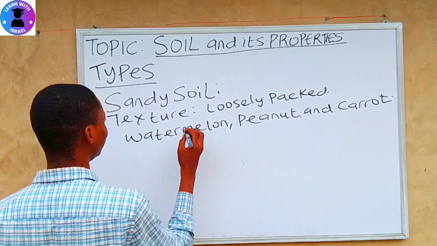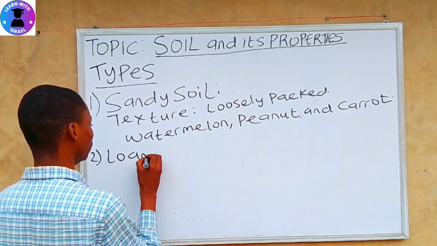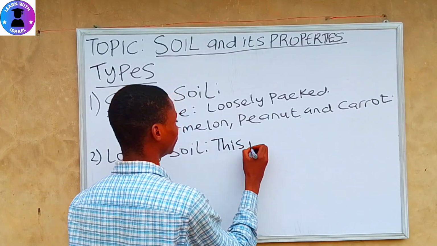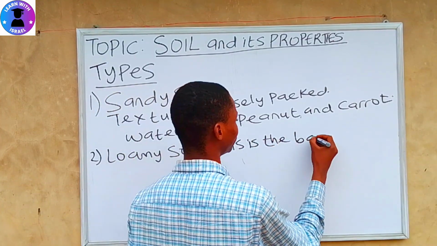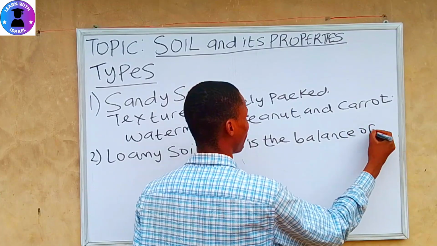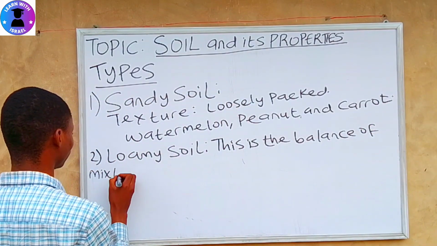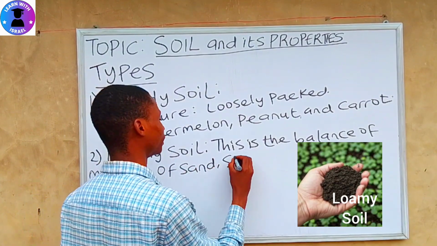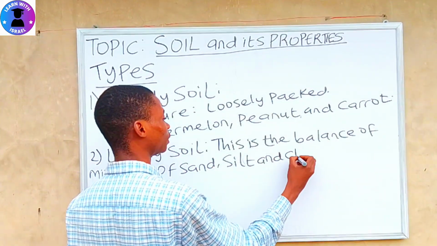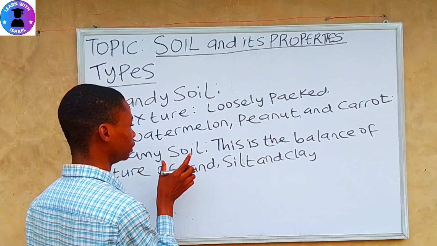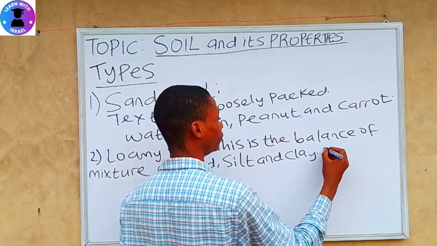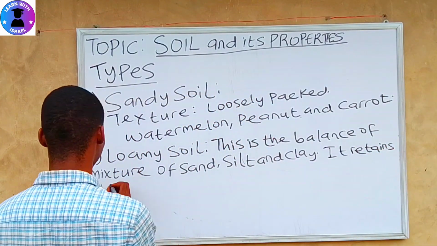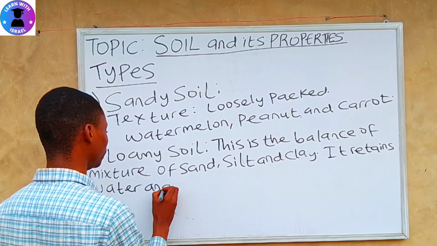So let's move to the next, which is loamy soil. Loamy soil is the balanced mixture of sand, silt, and clay. That is what forms loamy soil. Unlike sandy soil, loamy soil retains water. It retains water and drains well.